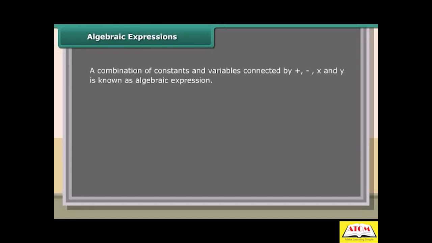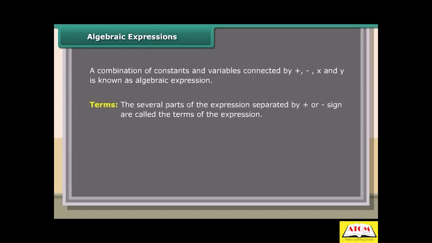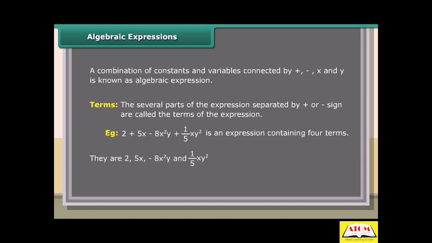Algebraic expressions. A combination of constants and variables connected by plus, minus, multiplication, and division is known as an algebraic expression. Terms. The several parts of the expression separated by plus or minus sign are called the terms of the expression. Example, 2 plus 5x minus 8x square y plus 1 upon 5xy square is an expression containing 4 terms. They are 2, 5x, minus 8x square y and 1 upon 5xy square.